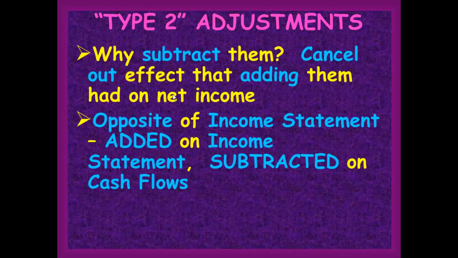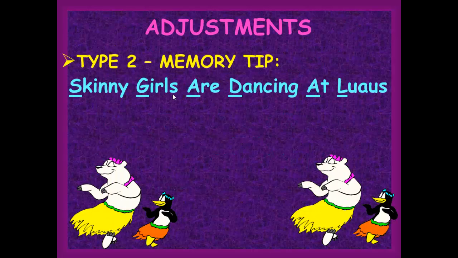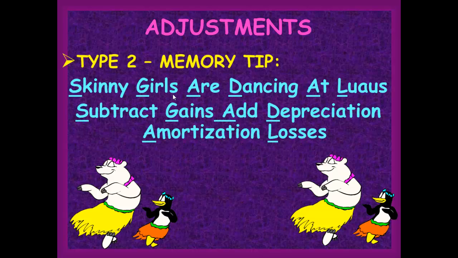Therefore, we have to subtract it. Again, gains are added on the income statement. They'll be subtracted on the statement of cash flows. I have a silly sentence. Skinny girls are dancing at luau's. SG says we're going to subtract gains. A says we're going to add depreciation expense, amortization expense, and losses.